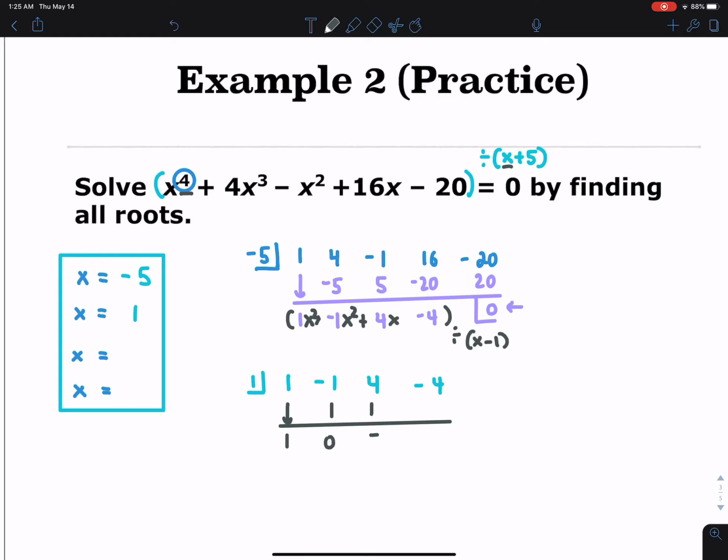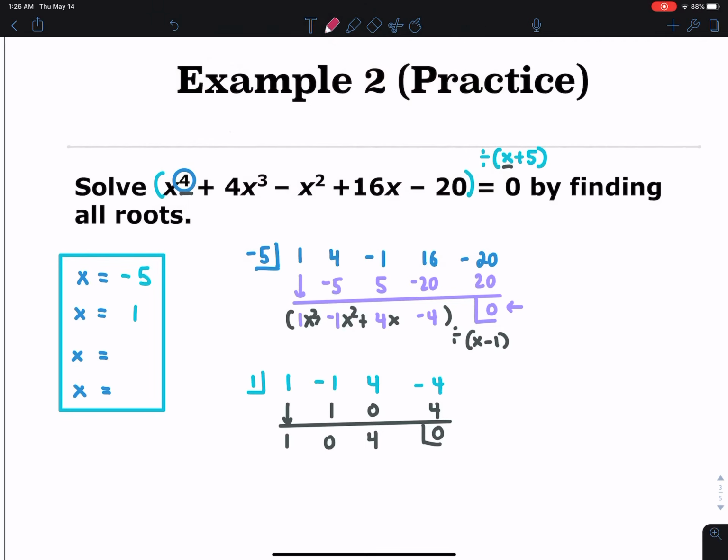Aha! 0 times 1 is 0. I knew something was a little off there. So 3 times 1 is 0. Add those, we get 4. And then 4 times 1 is 4. Add those, and we get 0.